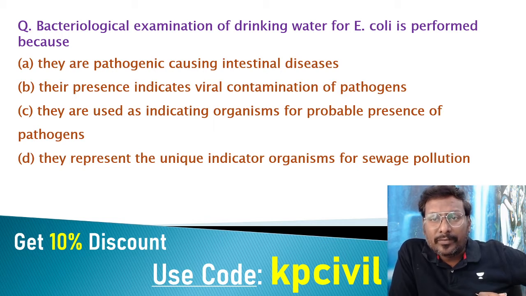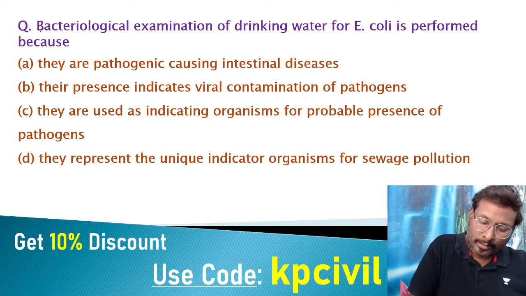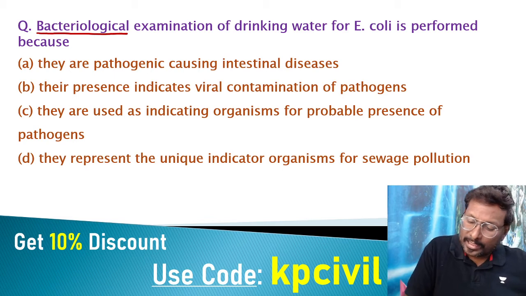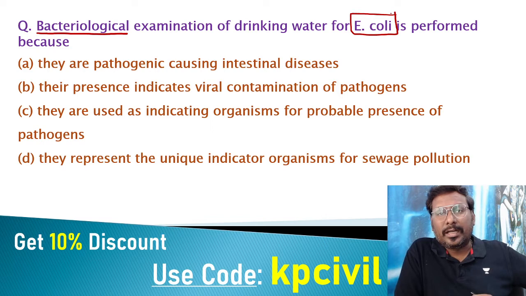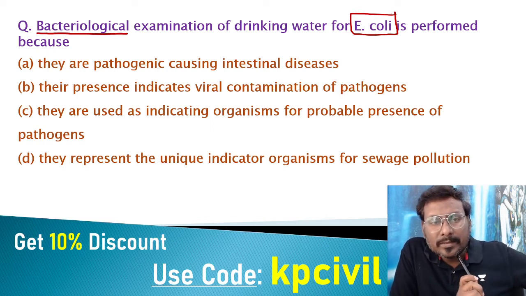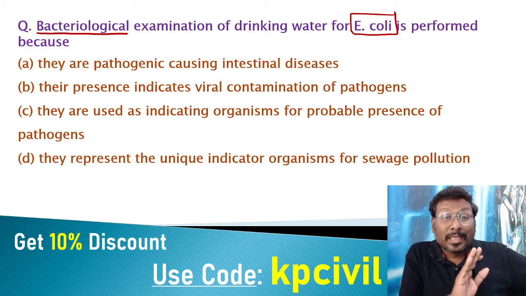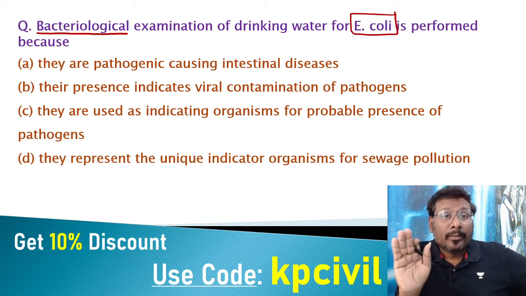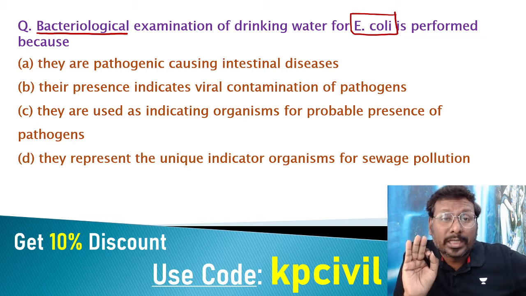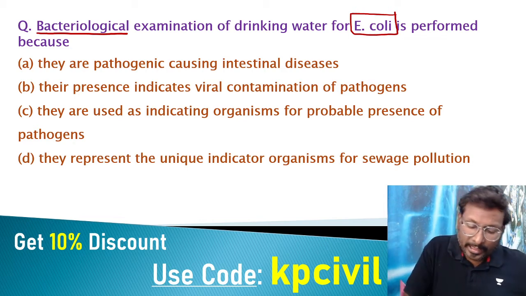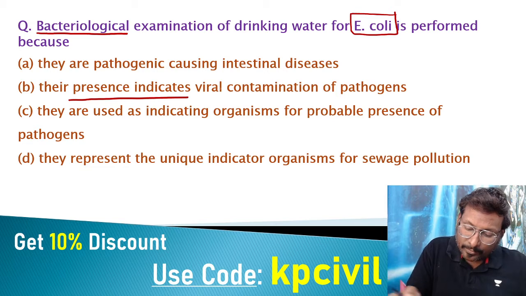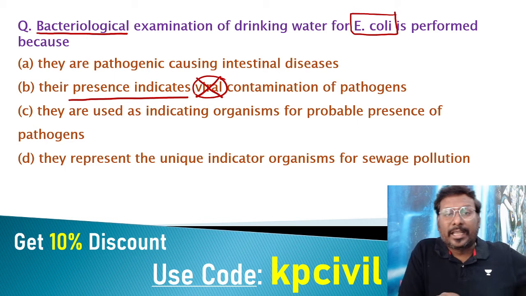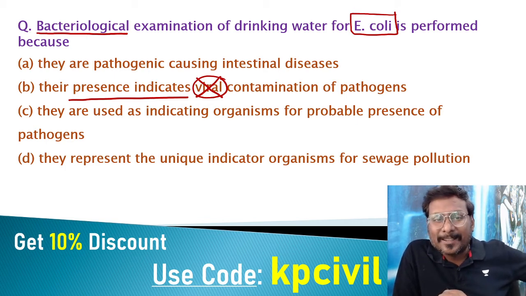Bacteriological examination of drinking water for E. coli. So microbiological examination for E. coli is performed because option A, they are pathogenic causing diseases. No. E. coli is not a pathogen, but it is a pathogenic indicator. So their presence indicates, but not viral contaminants. Their presence indicates bacterial contaminants.